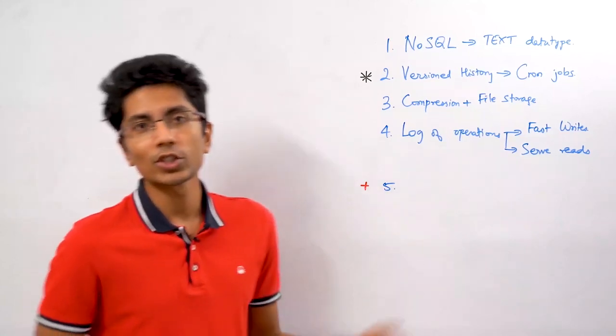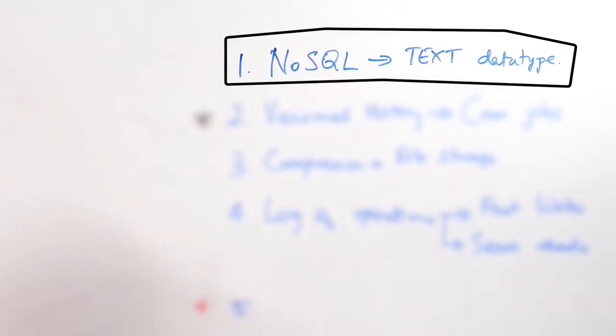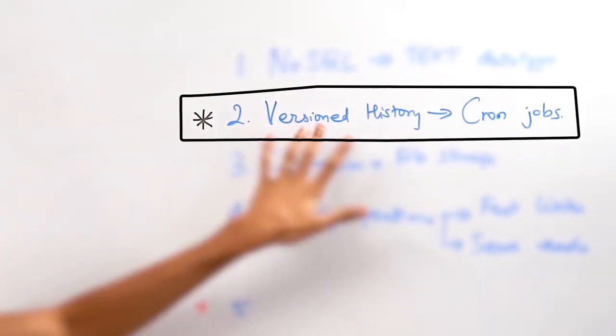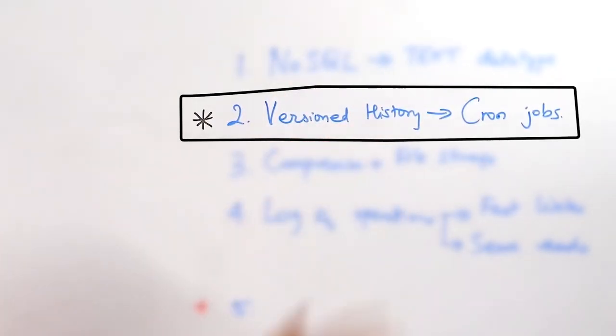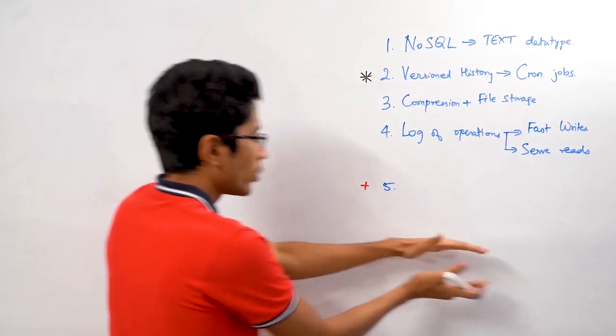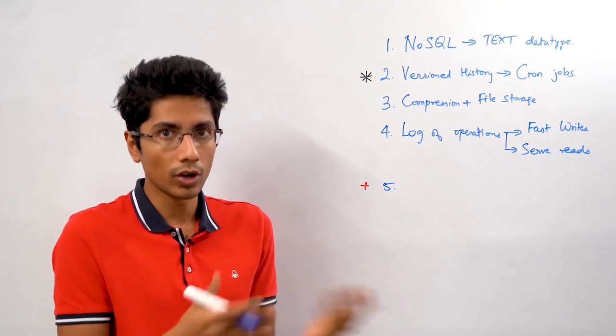So before we head to the next feature, let's do a quick recap. The first point is that we are going to use a NoSQL database with the text data type for content. The second point is that we're going to be using version history through cron jobs. Cron jobs will be calculating the current version of this document every few minutes. So that is 30 minutes per cron job.